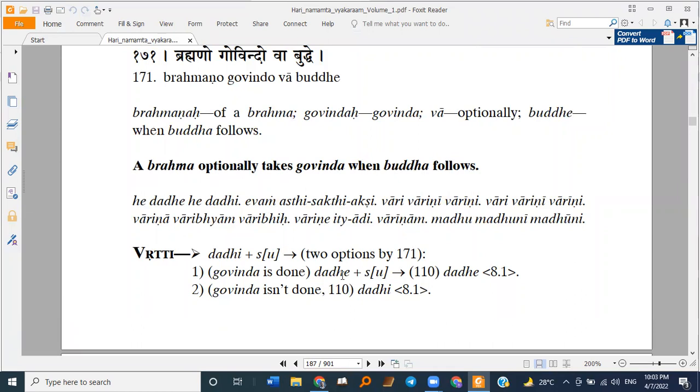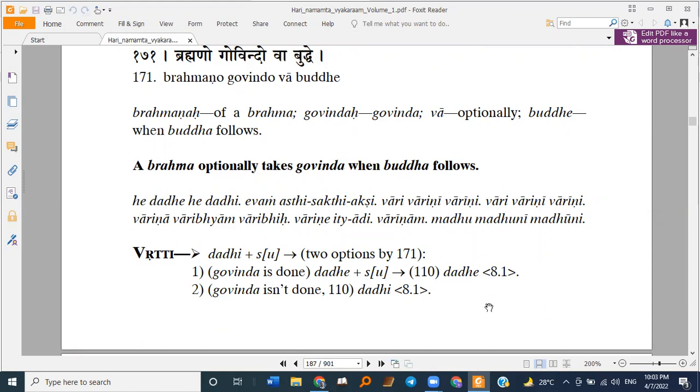So Dadhe Yuktasu. So we get, and then Ao Vamanebhyo Buddhasya Darshanam. After A Su is deleted, this Buddha, we get Dadhe. Or when Govinda is not done, then just Dadhi. And Su gets deleted by the same Ao Vamanebhyo Buddhasya Darshanam, right? So he Dadhe, he Dadhi.